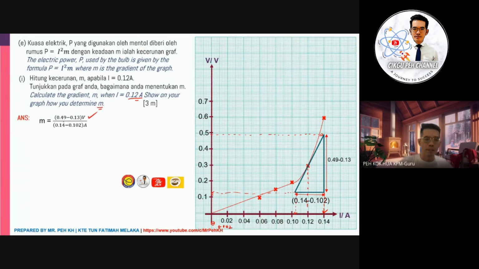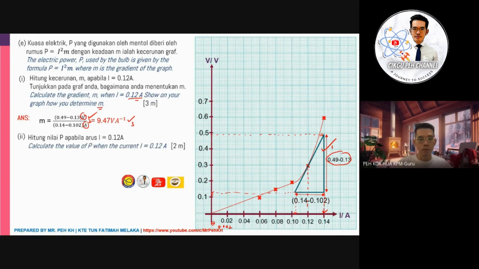So your substitution will be like this. 0.49 minus 0.13 here, divided by 0.14 minus 0.102. So this is the gradient, mathematics. So you will get your value at 0.47 volt per ampere. So the unit will be here. Make sure you give minimum 2 decimal places and the correct unit. So the first mark will be the triangle on the graph. Second will be the substitution. Third will be the correct answer with the correct unit together.